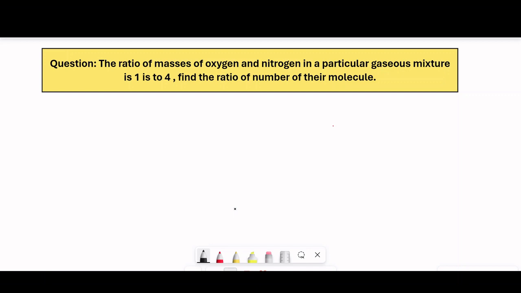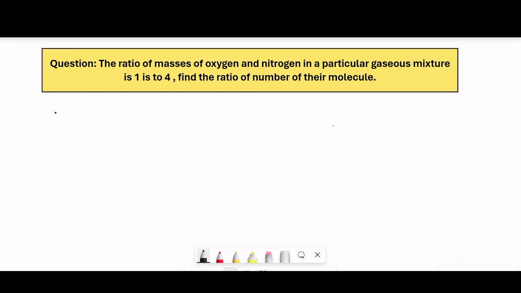Hi everyone, today we are going to solve a very simple but a bit complicated problem because of the wording. First, let's look into the question. The question asks to find the ratio of the number of their molecules. So first, what we need to understand is the equation that we are going to use for this problem.